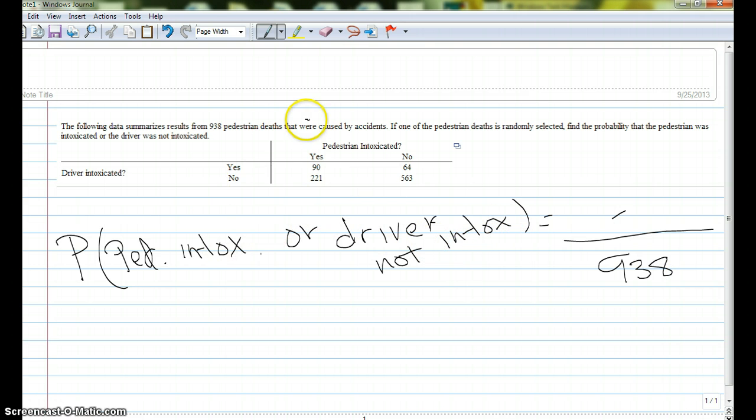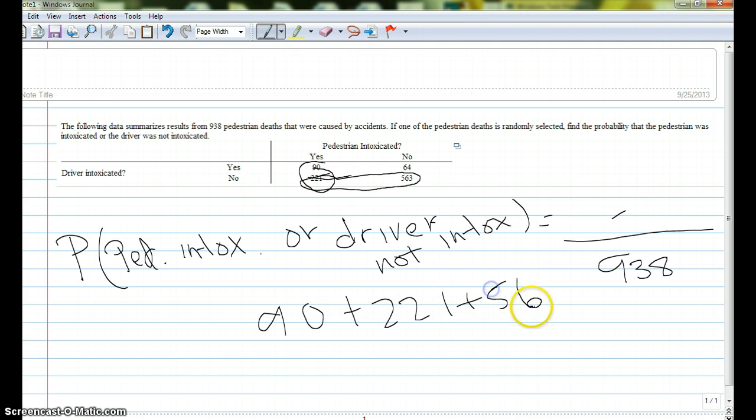Now, we need to know where the pedestrian was intoxicated or the driver was not intoxicated. So the pedestrian intoxicated are all of them in this first column. The ones where the driver was not intoxicated, oops, sorry, I'm not very good at writing with this pen, is this row. So we want to add up these three numbers for our numerator. So we would take 90 plus 221 plus 563 to get our numerator.